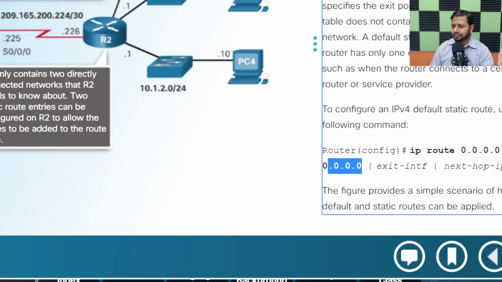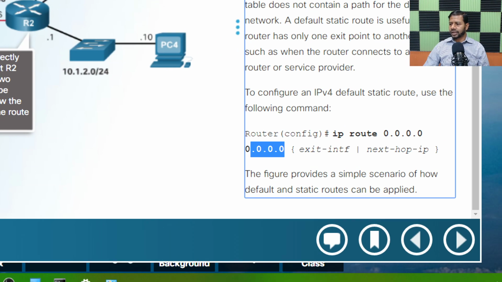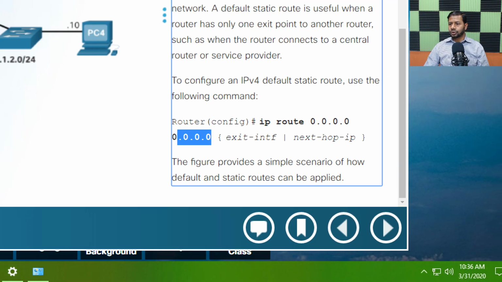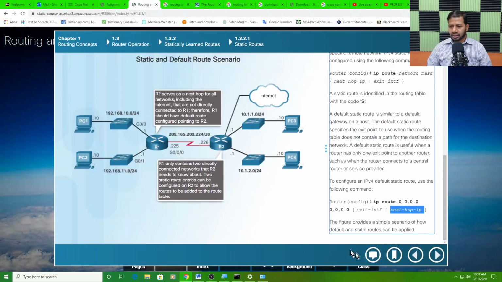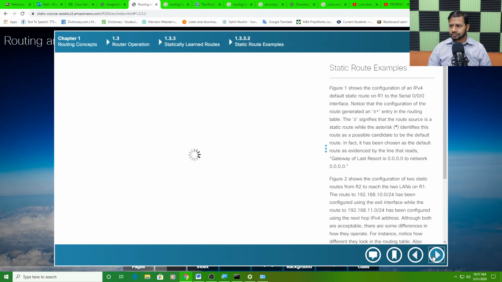So what's going to happen? My router is going to say, any route that I don't know, I know where to send: I'm going to send it to this next hop, this next router of mine. If I do not know any route, I'm going to send it to this next router of mine. He knows what to do after that. That's called the default route, and we're going to see examples of it in the next screen.